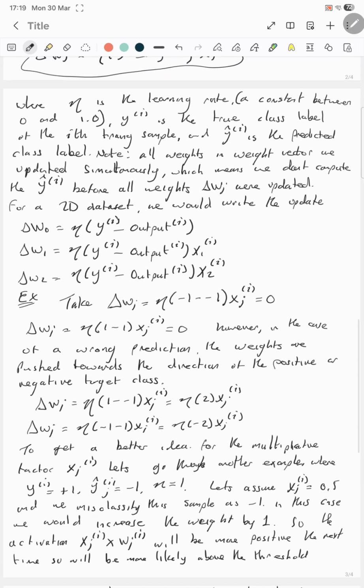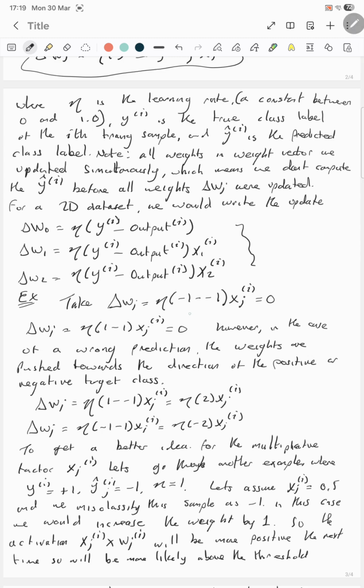where eta is the learning rate, a constant between 0 and 1. Now y of i is the true class label of the ith training sample, and y hat of i is the predicted class label. And we know all weights in a weight vector are updated simultaneously, which means we don't compute the y hat i before all the weights delta wj were updated. Now for a 2D data set, we would write the updates as such, delta w0, delta w1, and so on and so on.